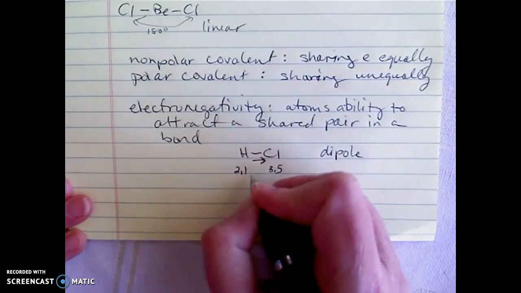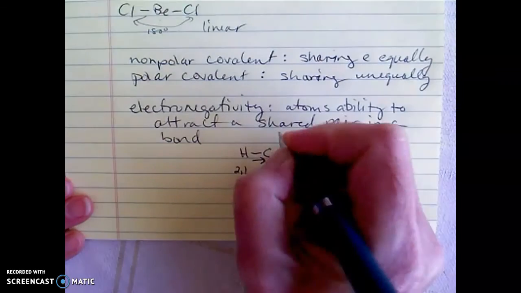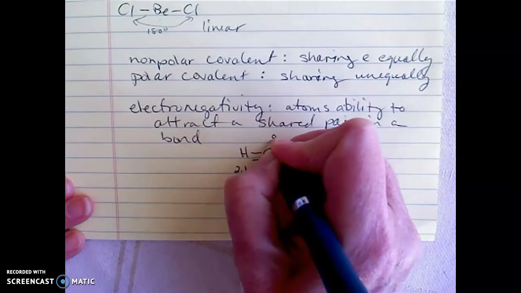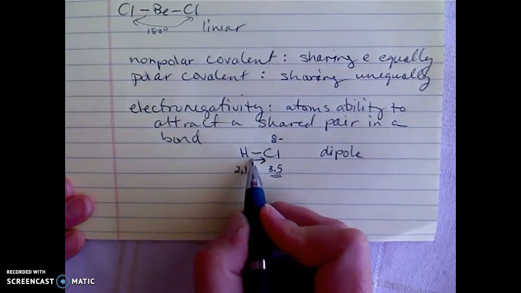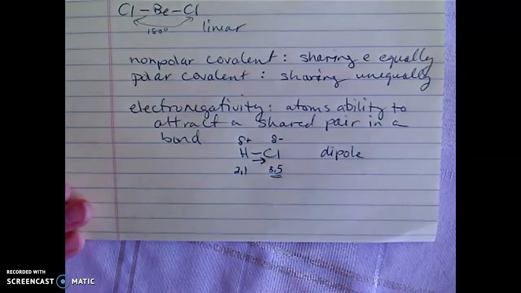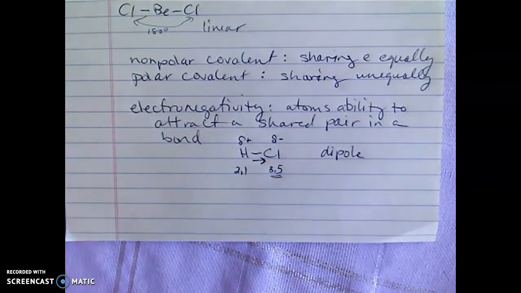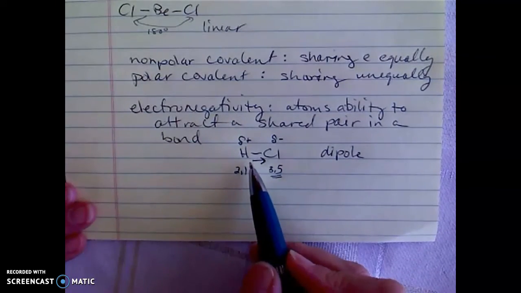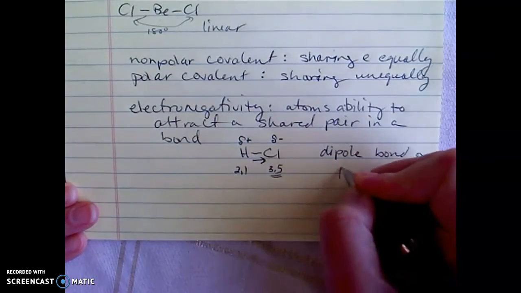So your chlorine, since it has the larger number, is the one that's going to be slightly negative. And so they use a little sigma and a little negative. And then since hydrogen is going to be lacking it because chlorine's pulling on them, this one becomes slightly positive. And then what you have is a dipole. One end is positive, one end is negative. Now again, it's not super strong like ionic, but it still gives you the ability to attract. Now, this is what we call a dipole bond, or a polar bond.